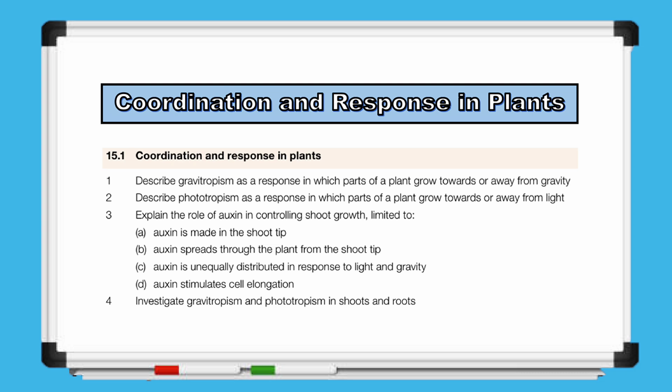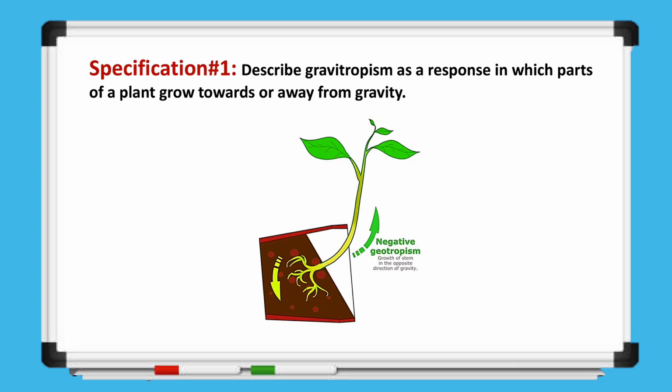So, let's begin. Let's look at specification number 1, which asks us to describe gravitropism as a response where parts of a plant grow either towards or away from gravity. Gravitropism, which is also known as negative geotropism, refers to the growth of the stem in the direction opposite to the pull of gravity. The term gravitropism is formed from two words, gravity and tropism. Gravity refers to the force that pulls objects towards the earth, while tropism is the concept we need to understand first in order to fully understand gravitropism. So, let's understand tropism first.